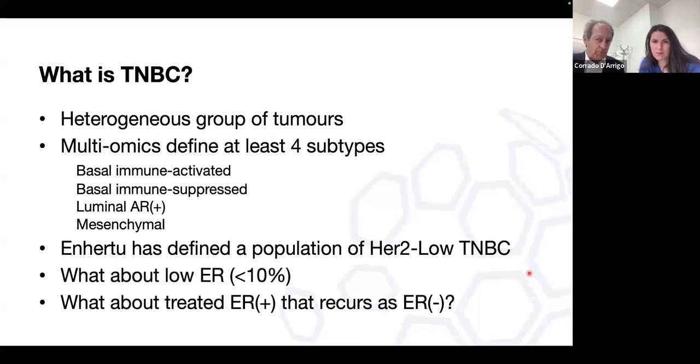So what is triple-negative breast cancer? You kind of think, oh, that's easy, ER negative, PR negative, HER2 negative. But I think it's a heterogeneous group of disease. We know that from all those multi-omic studies, proteomics, etc. We know that there are probably at least 4 subtypes. They are listed here.